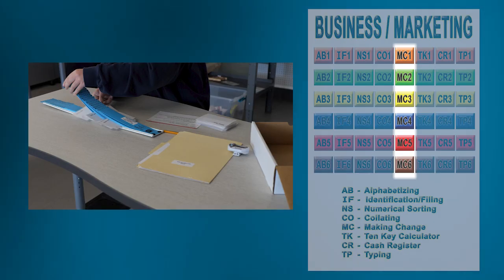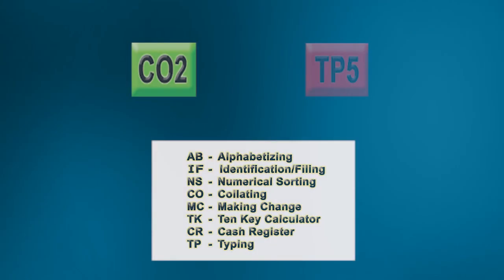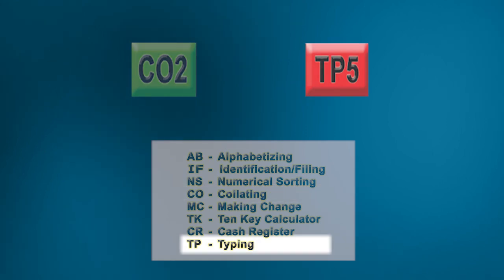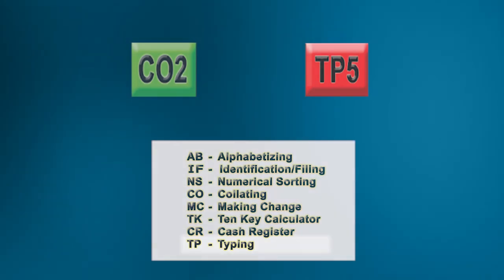As you can see, each job has a unique alphanumeric code that contains the unit and the job level. For example, in CO2 or TP5, the 2 letters match the unit name. CO indicates a job in the collating unit, while TP indicates a job in the typing unit. The number after the 2 letters indicates the level of difficulty in the unit.